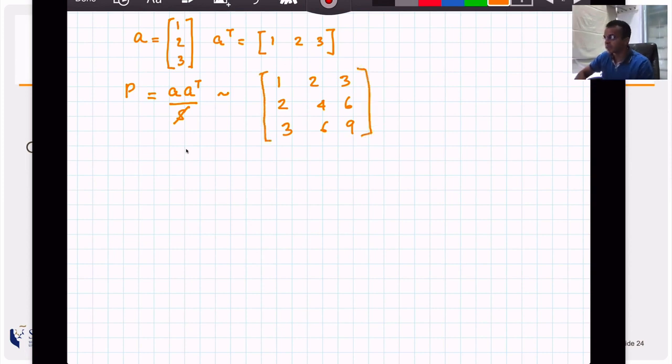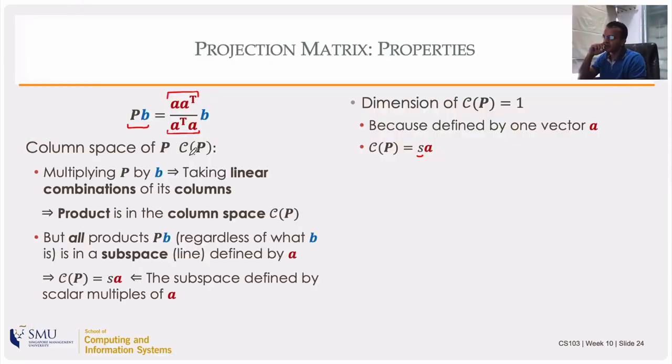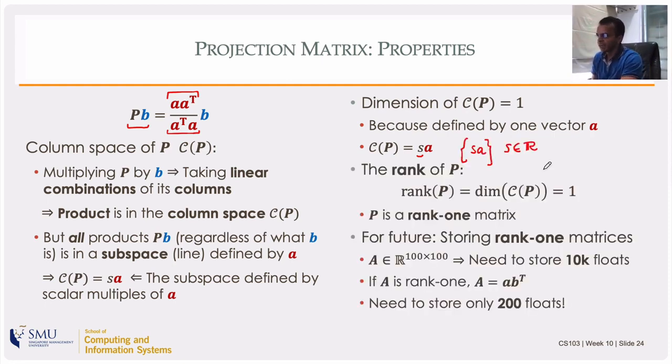And we see that this is actually symmetric. The first column here is actually just A, and the other columns are 2A and 3A. The column space is just linear combinations of the columns, which means scalar multiples of A. So just one line. The column space of P is the scalar multiples of A. So the rank of P is 1; it is a rank 1 matrix.